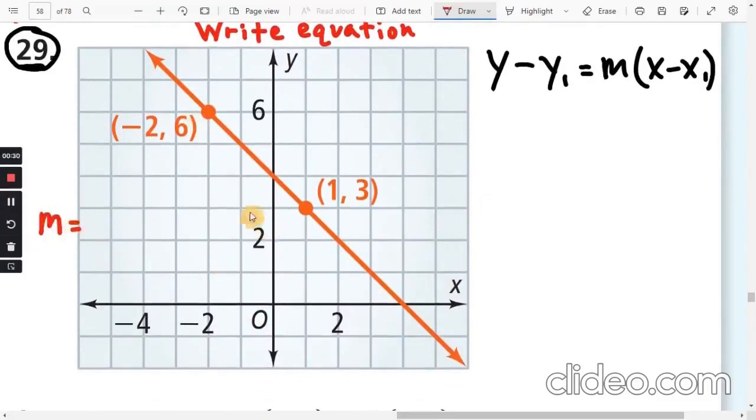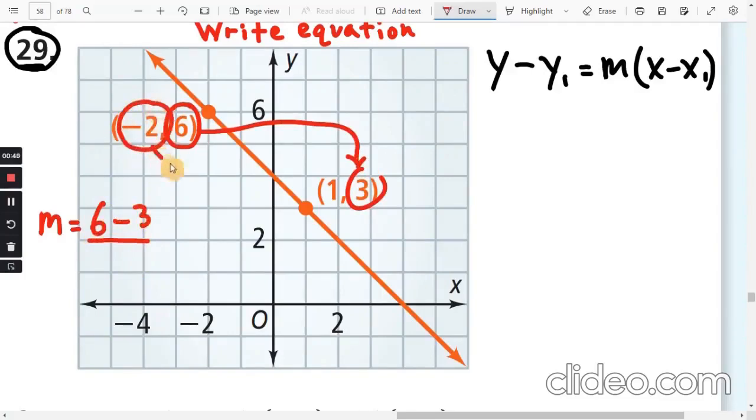So using these 2 points, change in y is the second number. I am going to do 6 minus 3. And in the denominator, I'm going to do change in x, negative 2 minus positive 1.